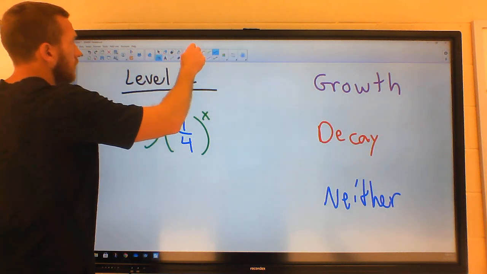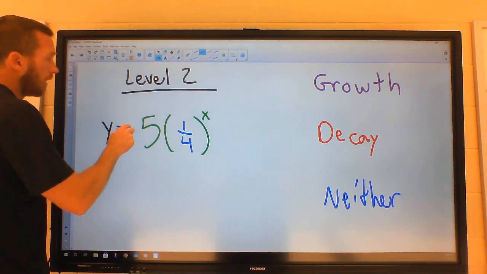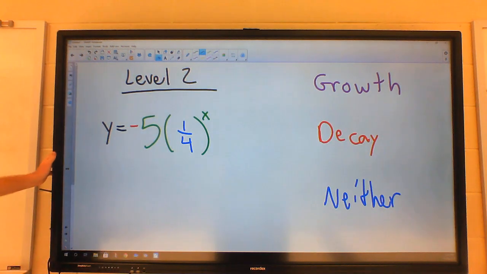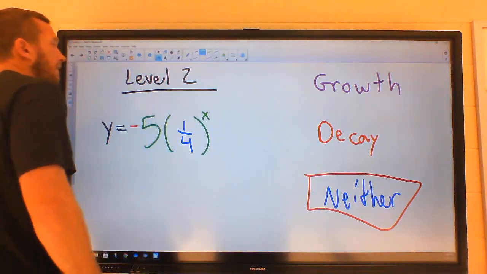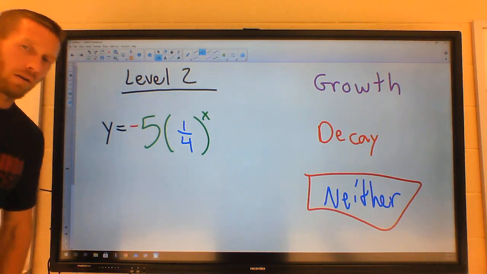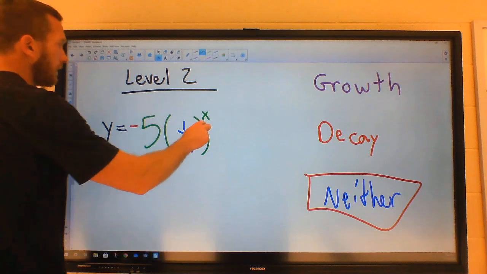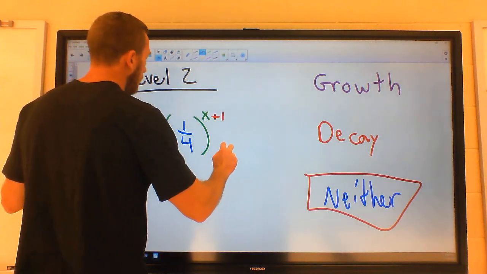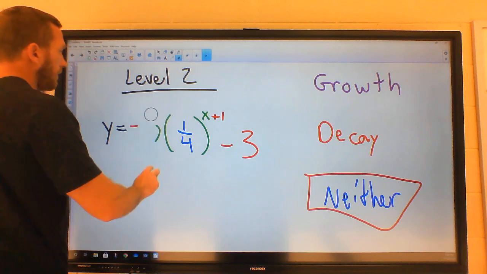So let's now throw one more trick at us. If we put a negative out front, that does impact this problem now. Now we have a neither function. So now it is neither. It doesn't matter if we have something there or here, and it doesn't matter if we have this there or not.